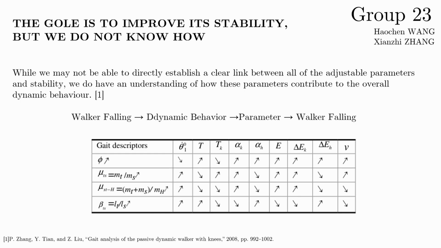However, at least for our group, we do not find a direct relationship between all these adjustable parameters and the stability behavior of this passive worker. Instead, we find the relationship between the dynamic behavior of this passive worker and all these adjustable parameters. So, to determine our worker's design, we basically iteratively observe the falling of our worker. Then, we accordingly adjust our dynamic behavior by adjusting our design parameters.